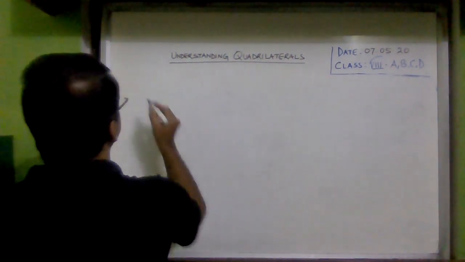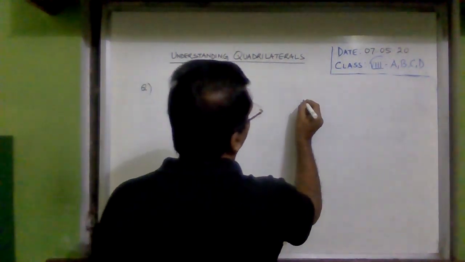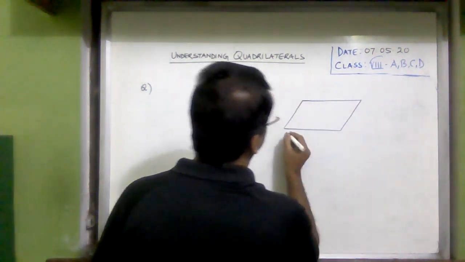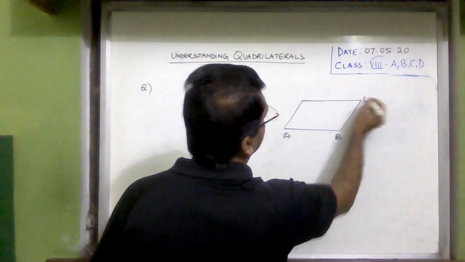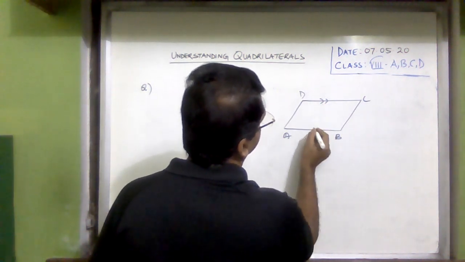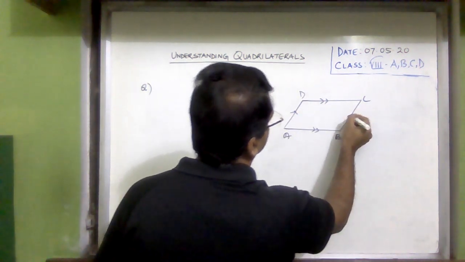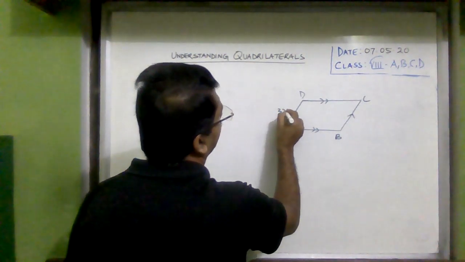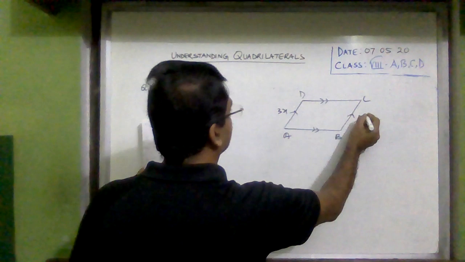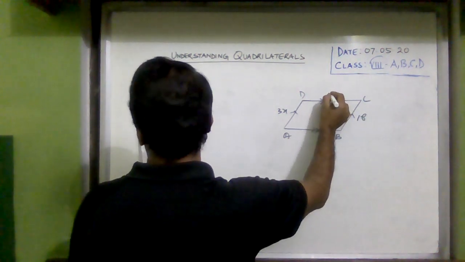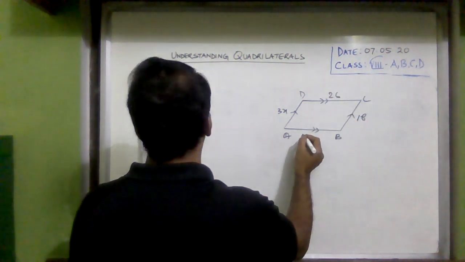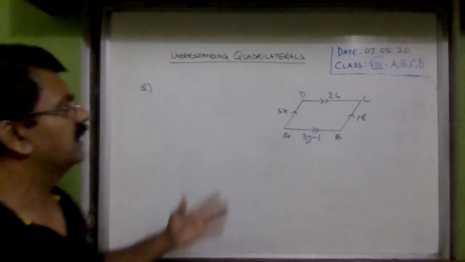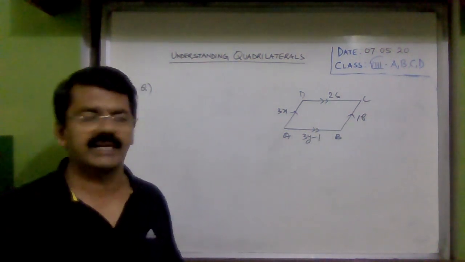And the next question is, there is a parallelogram ABCD, opposite sides parallel. Now the length of this side is given 3x, the length of this side is given 18, the length of this side is given 26, and this is given 3y minus 1. Now using the properties of a parallelogram, you have to find the value of x and y.